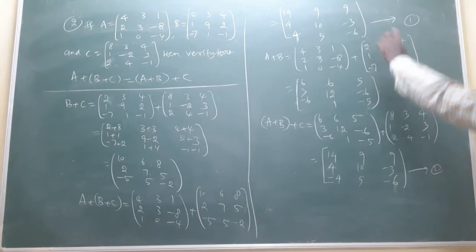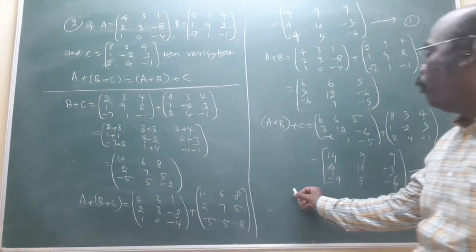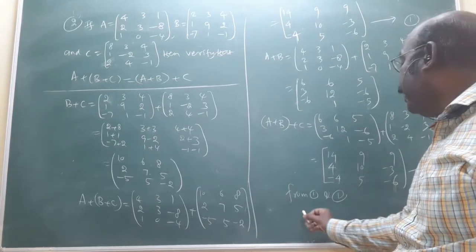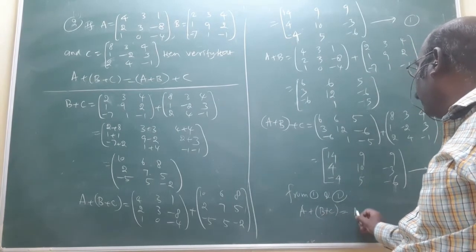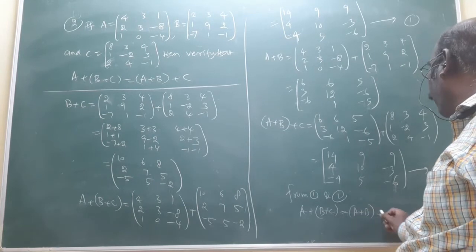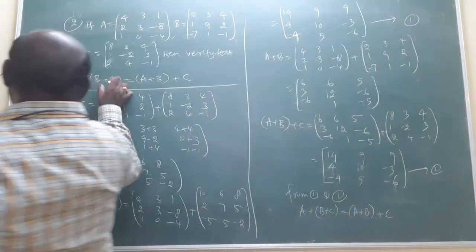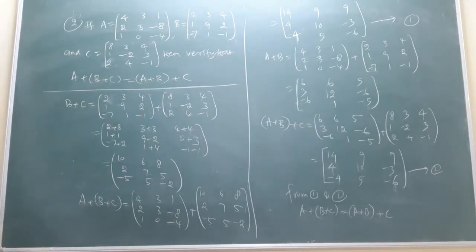This is the first answer. Second answer. The other answer. All elements will be equal. That's why, from 1 and 2, (A plus B) plus C equals A plus (B plus C). That is the answer. A simple concept. Both matrices are of the same order. The corresponding elements should be added. That's all. First find B plus C, then the whole thing. Then A plus B, then the whole thing. We have 4 steps. That's all.